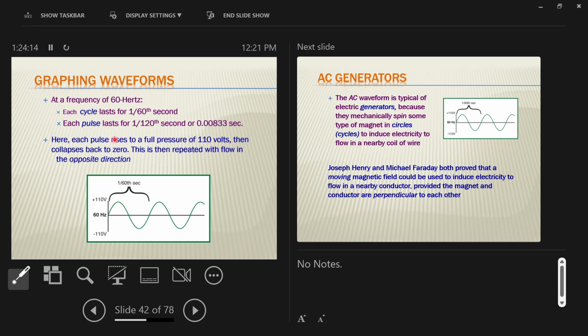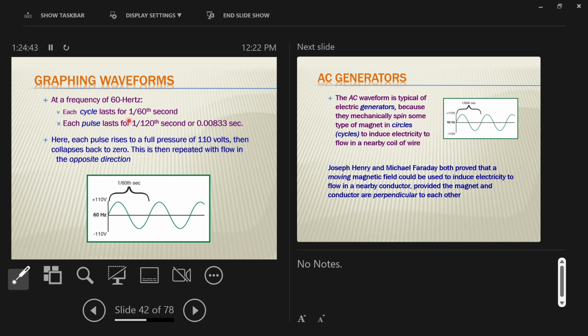One cycle? Two pulses, right? One pulse going toward the positive and another pulse going back toward the negative. That's one cycle. That whole cycle of two pulses, one cycle, took 1/60th of a second. Well, what's half of 1/60th? 1/120th. So please don't say 1/30th. It's 1/120th, okay? So each pulse lasts 1/120th of a second.